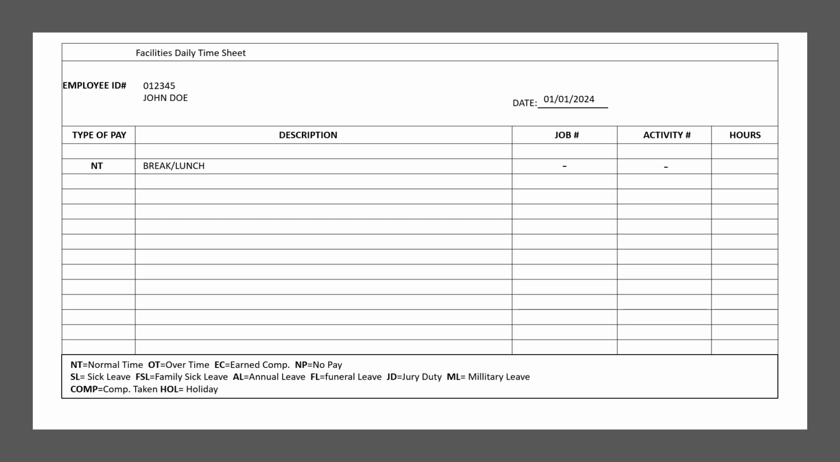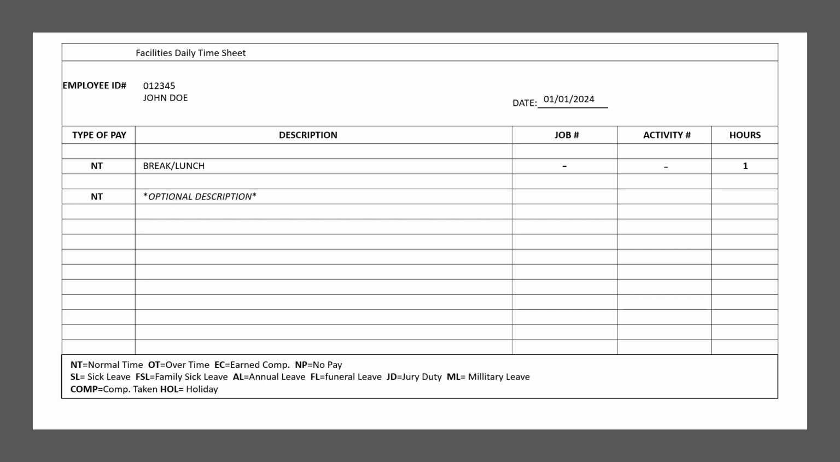There is no coordinating job number or activity number for break time, but you should place the number 1 in the hour column when working a normal day. Every landscape employee has 1 hour paid break. This is broken into 2 15-minute breaks and 1 30-minute lunch.